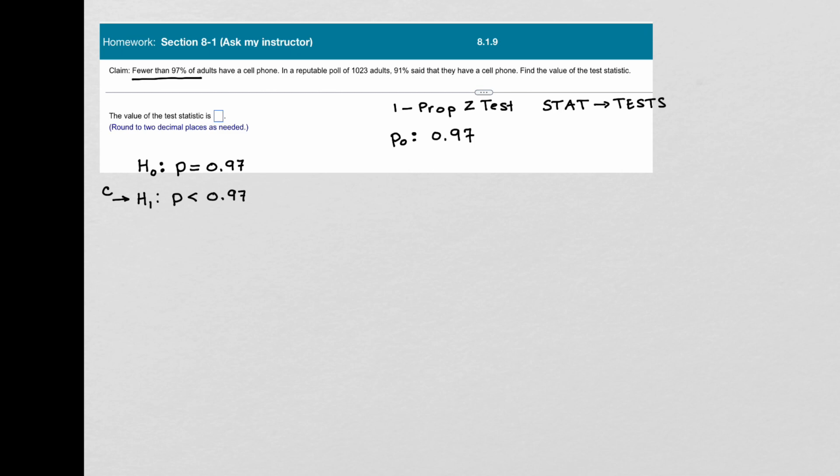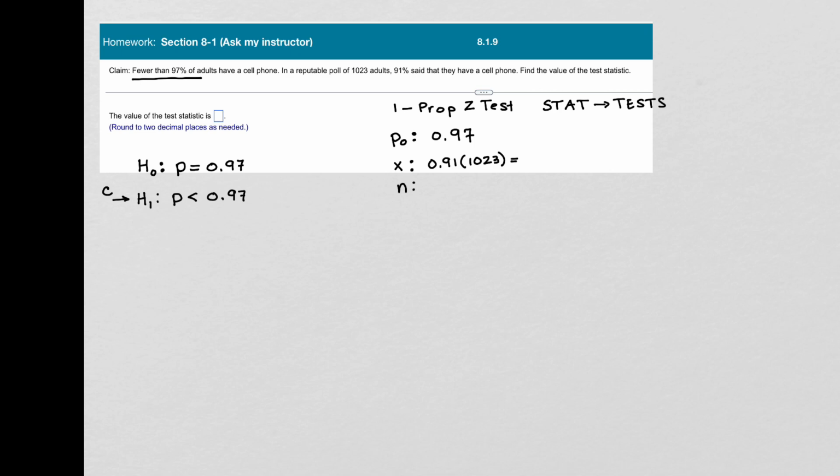And then we have X and N. X is the number of successes, and N is the number of trials. So, for X, I'm going to calculate that based off of this sample information. It says that in a reputable poll of 1,023 adults, 91% said that they have a cell phone. So we're going to multiply 91% times the 1,023.